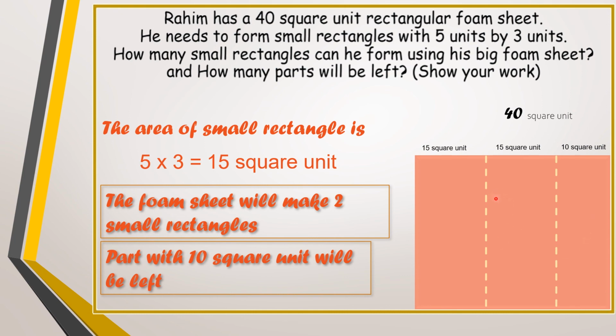So again, he has here a 40 square unit foam, a big foam. I want to make small rectangles from it with 5 by 3, 5 length and 3 width. So I'll multiply to get the small area. Now I have the small area is 15 square units, so I will cut 15 square units and another 15 square units, but I have 10 square units left, because 15 and 15 is 30 and I have 10 left from 40.